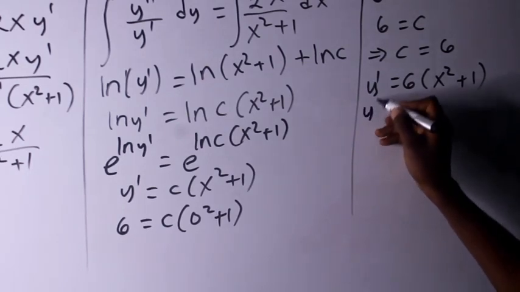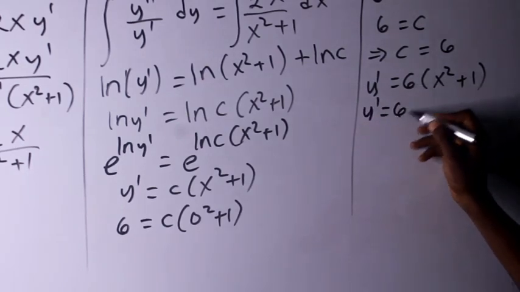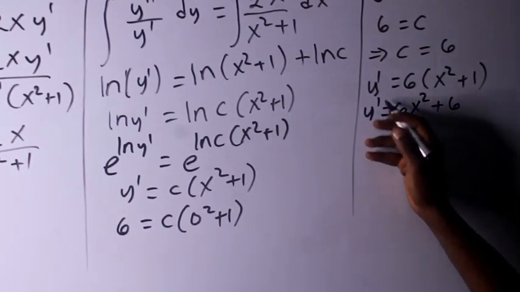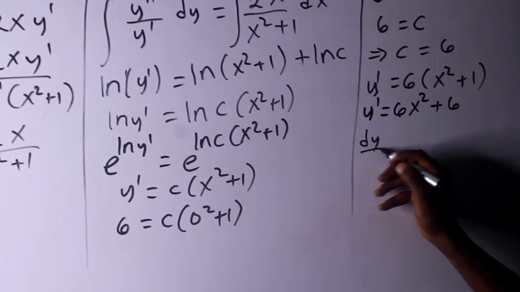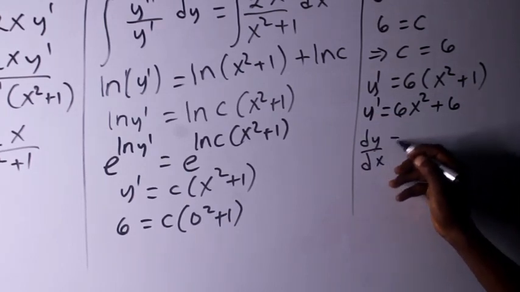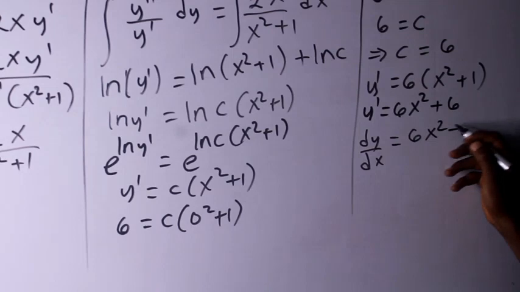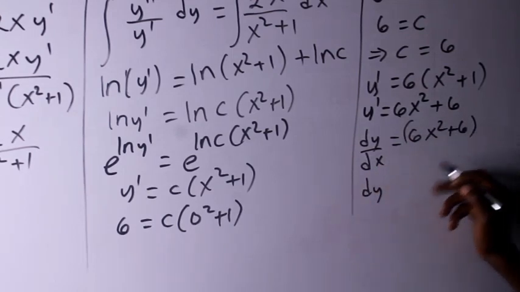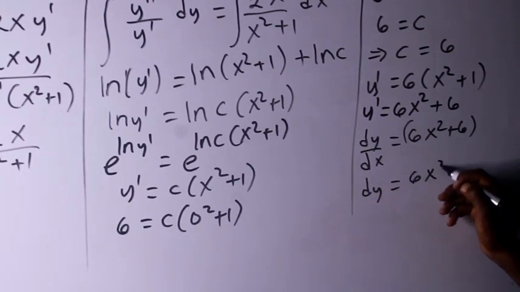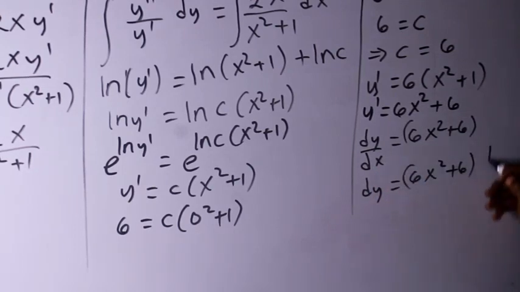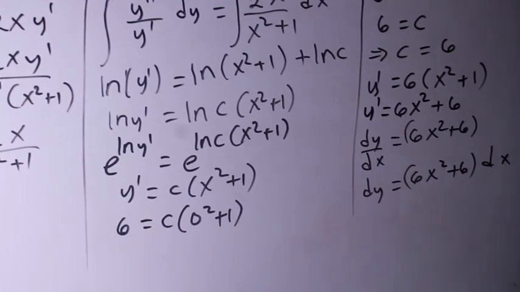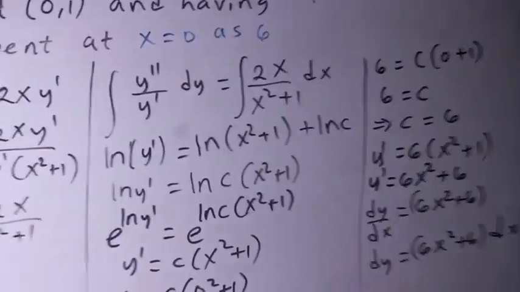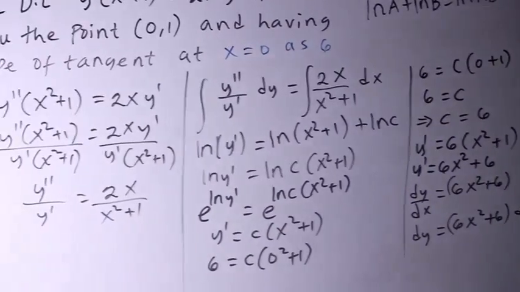So go and do the multiplication. We have y prime is equal to 6 times x squared, which is 6x squared, and 6 times 1 is 6. Good. What is y prime? Y prime is dy by dx. So dy by dx is equal to 6x squared plus 6. We can separate variables: dy is equal to 6x squared plus 6 dx. Great. Once we do that, we can now move on to integrate both sides.